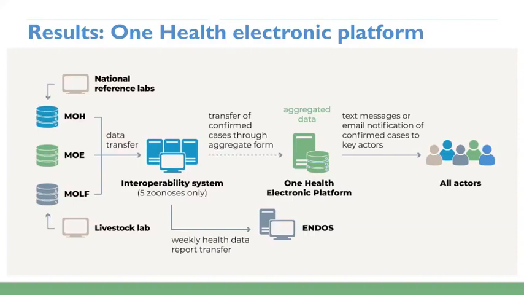At the second stage, data from each ministry are sent to the One Health database through the interoperability layer as aggregated data. And the last stage, information from the One Health database are sent to stakeholders in text or email for decision making. So for the first time, information on human and zoonotic data have been integrated and linked to the information system of the Ministry of Health, to the Ministry of Animal Resources, and also to the Ministry of Environment. Next, please.